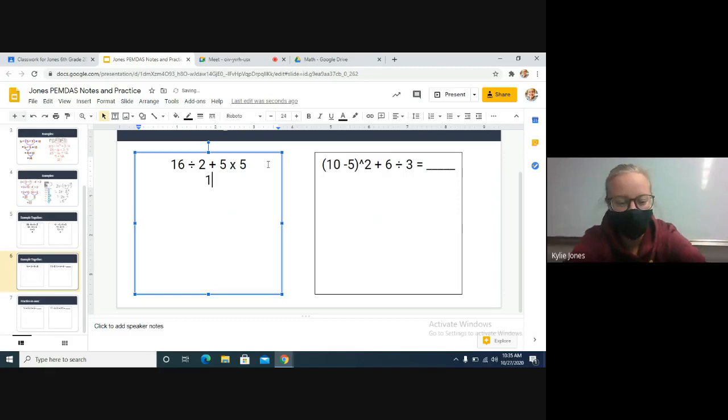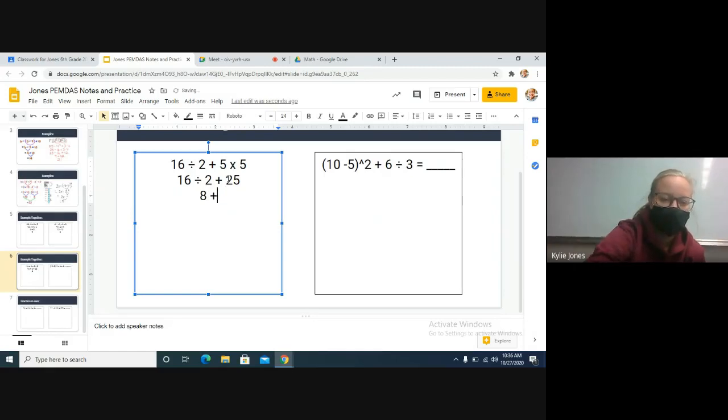So we have 16. You're going to have to copy and paste the division sign. So copy it, and paste it down there. So 16 divided by 2 plus, and then what did you guys say 5 times 5 is? 25. Good. So we did our multiplication first. Then we can do division. 16 divided by 2 is 8, plus 25.